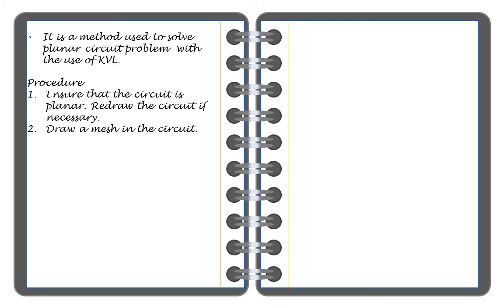A tip is that the number of meshes is equal to the number of equations and unknowns that you must develop in the circuit. So if you have 4 meshes, there will be 4 equations in 4 unknowns. After you create the meshes, we're going to use KVL, Kirchhoff's voltage law, in every mesh.